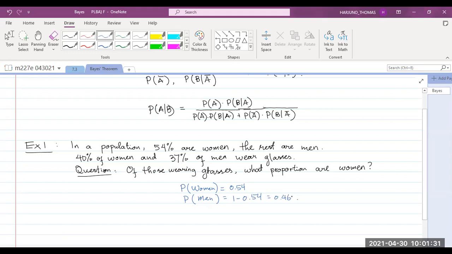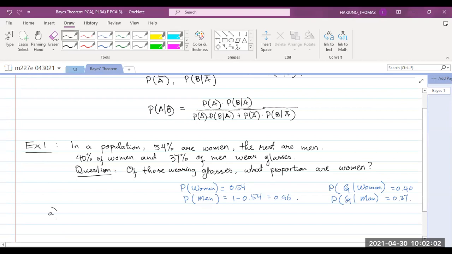Now, what is that? 40% of women wear glasses. So given that person is a woman, the probability that person wears glasses is 0.4. Given that person is a man, the probability that person wears glasses is 0.37. Okay, that's the information. Now, to answer this question, we will break it into 4 steps. The first step is we will construct the probability tree.